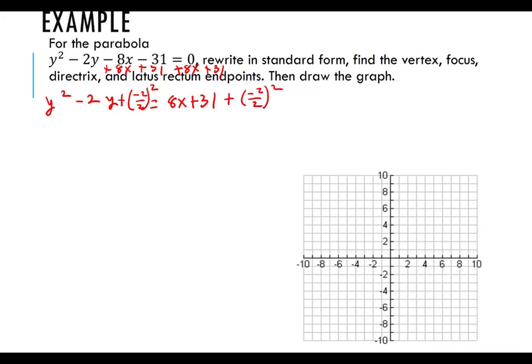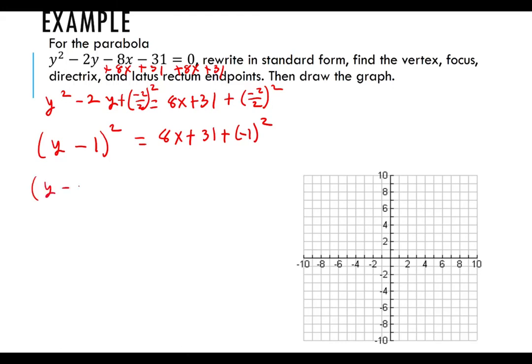Now this factors nicely. This gives me (y minus 1) quantity squared equals 8x plus 31 plus (negative 1) quantity squared, but (negative 1) quantity squared is just positive 1, and so this really gives me 32.